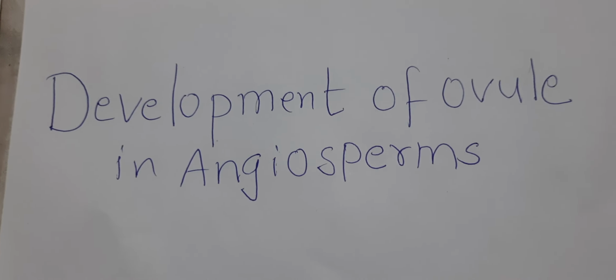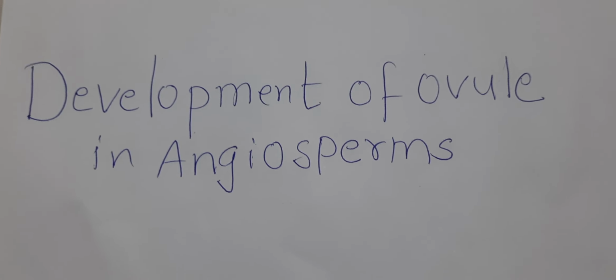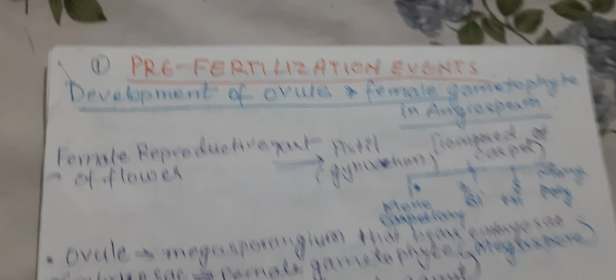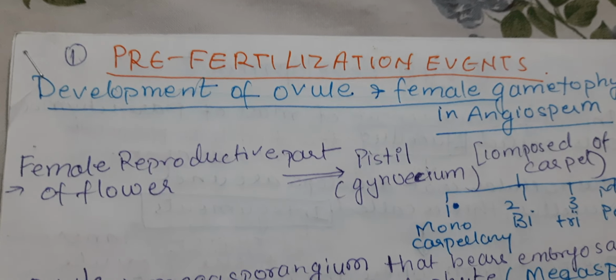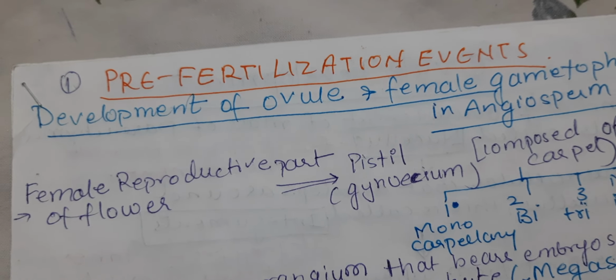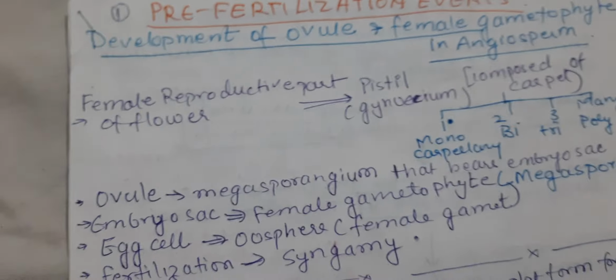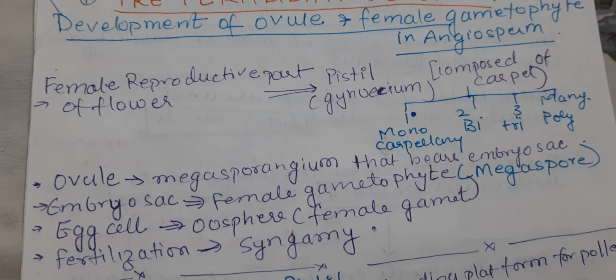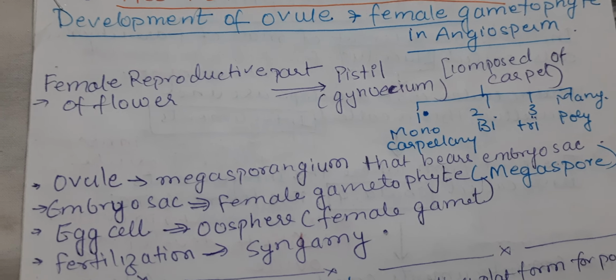Dear students, today we will discuss development of ovule in angiosperm. So now let's discuss the pre-fertilization events in case of the angiosperm, especially the female gametophyte. So first of all, we will look at certain terms which are important to understand and clarify.